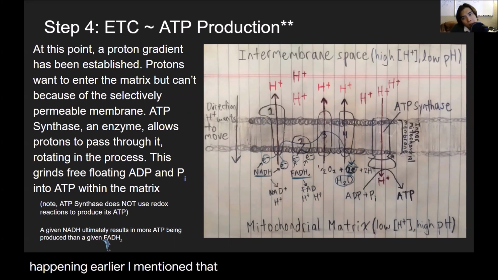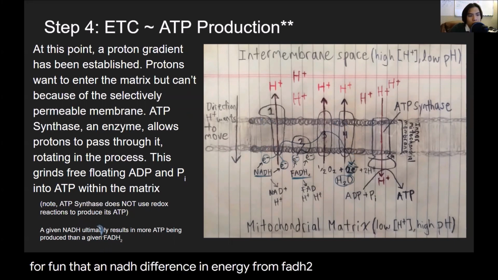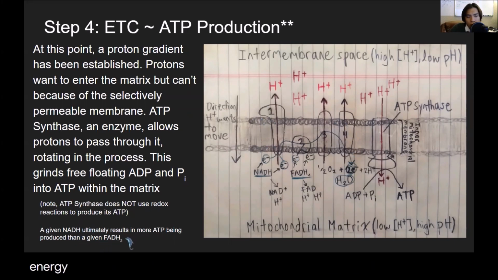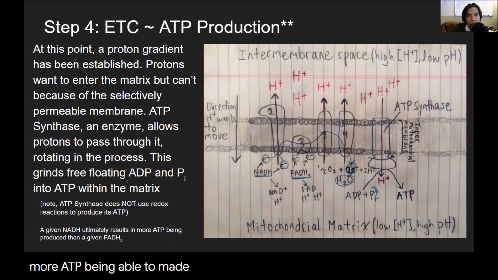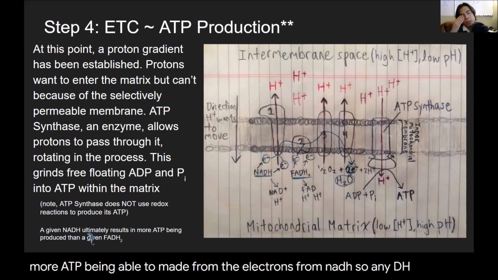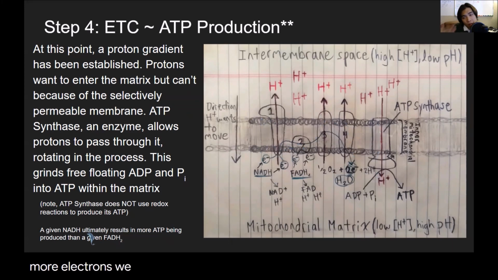Earlier I mentioned that you might be asked a trivia question on this for fun, that an NADH differs in energy from an FADH2. An NADH actually has more energy to give. So this results in more protons being pumped, which results in more ATP being able to be made from the electron from NADH. So NADH results in more ATPs being made compared to FADH2.